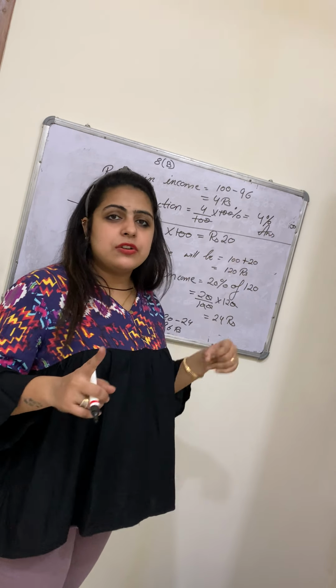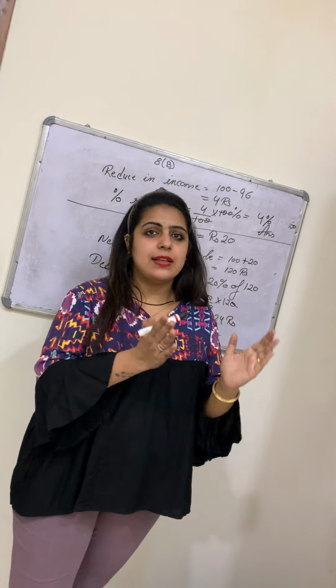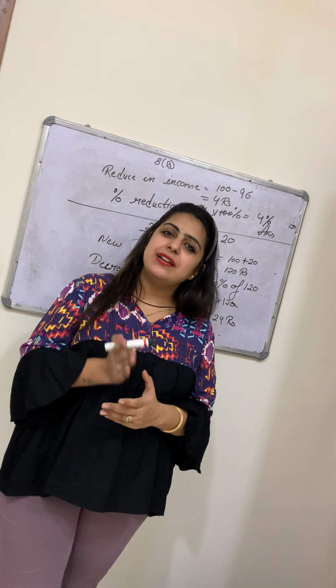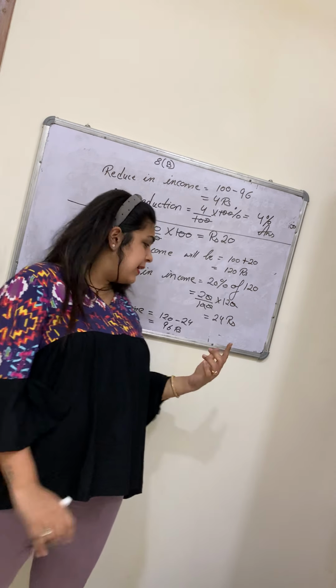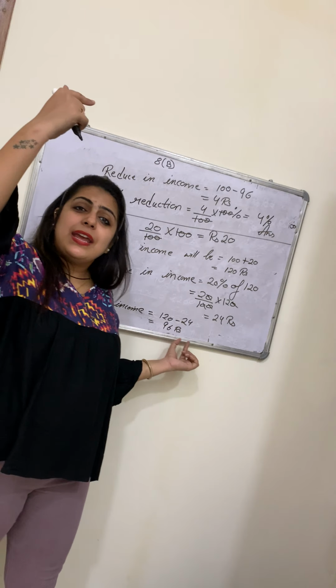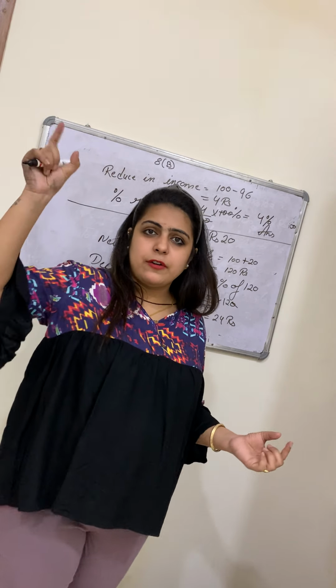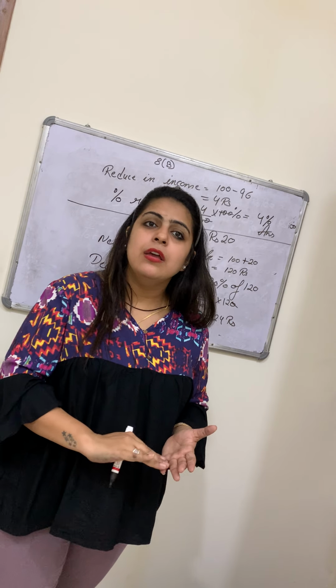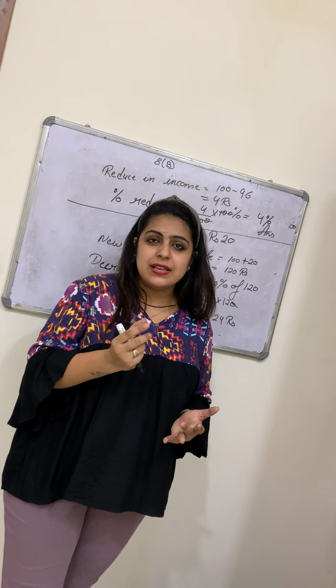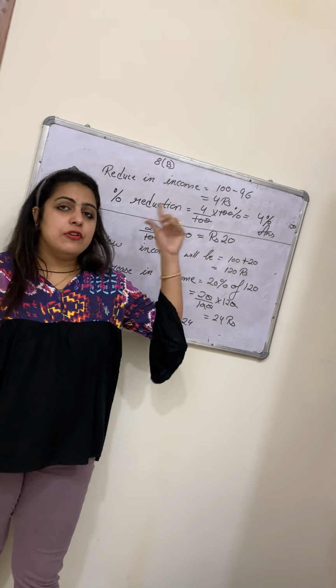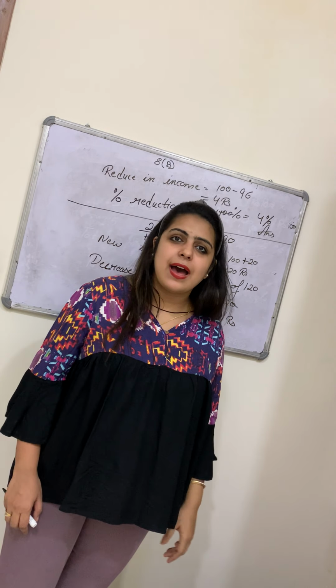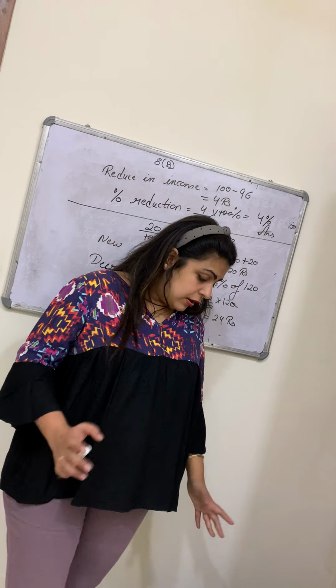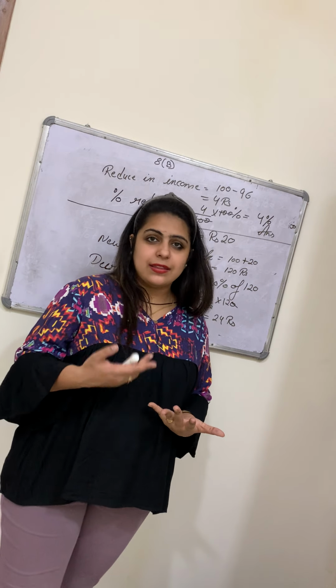Okay, first it was 20% increased, we got the answer 120, then it is 20% decreased. After decreasing, the income becomes 96. So if we take out the conclusion of the whole, we started from 100, we reached 96. That means the total reduction came out to be 4 rupees, and the percentage is 4%. This is your answer. Now we are going to do more questions on this in the next video.